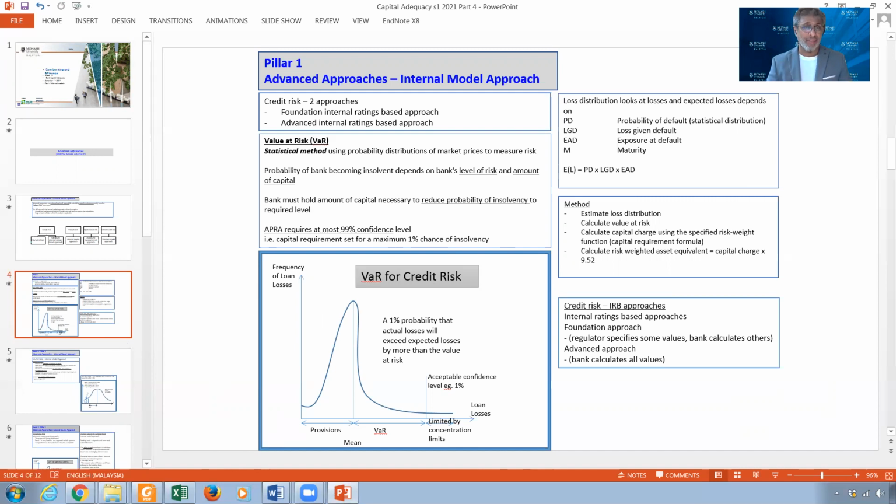There are so many processes here, but as I told you, the expertise and the data are what will make this approach effective. And this is what the Malaysian banks are doing.